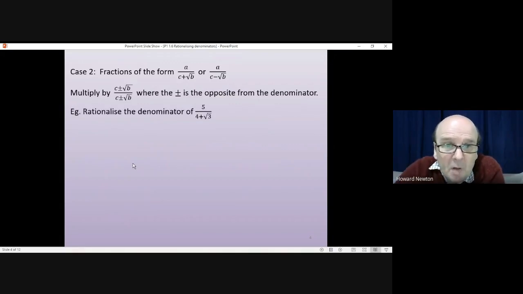So one example, rationalize the denominator of this fraction. You've got 5 over 4 plus root 3. Just to get you started, in case that was all a bit confusing, you're going to have to multiply the top by 4 minus root 3. You're going to have to multiply the bottom by the same thing, 4 minus root 3. Pause the video, start it again when you're ready.